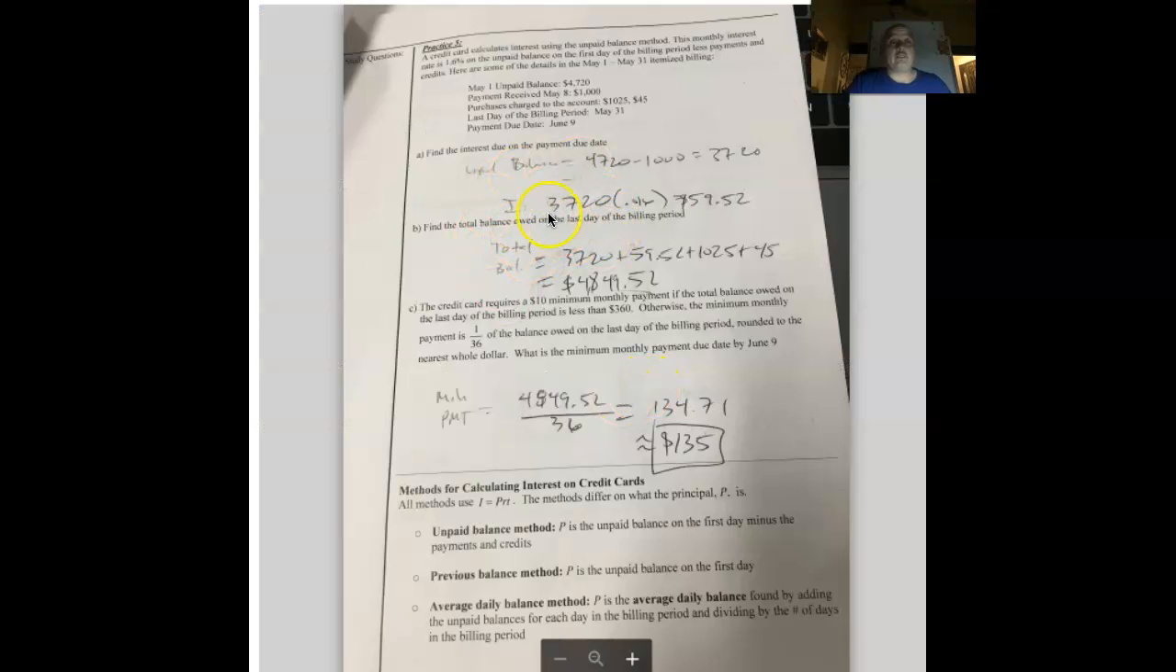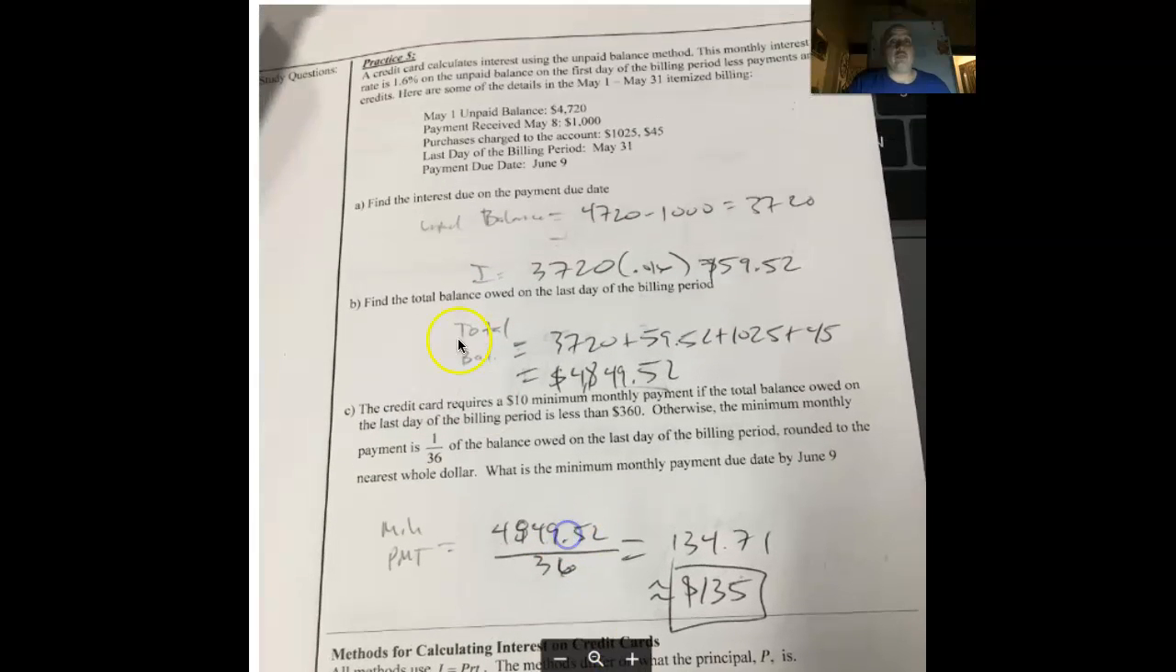This next problem is the same exact thing as the previous one. It gives us all this information, but when we were finding the interest due, remember, it says here we're using the unpaid balance method. So using the unpaid balance method, we find the unpaid balance by taking that portion of the balance and subtracting that payment of $1,000. So $4,720 minus $1,000 leaves us with $3,720.